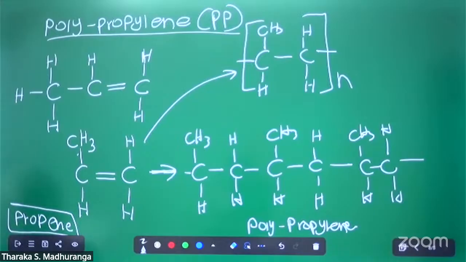Simple, same thing, addition polymerization. If you understood addition polymerization, the others are simple. Same method.